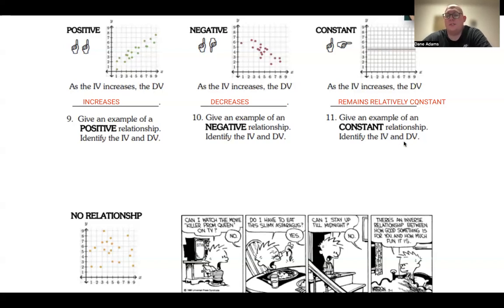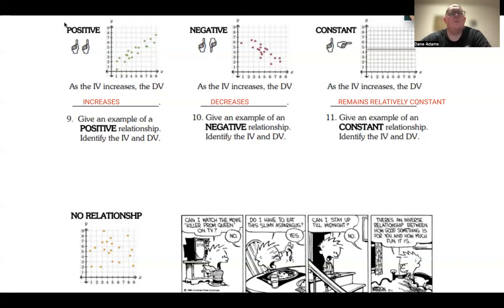Give an example of a constant relationship. Oh, let's see. No matter how much I could say, the more I yell at the TV, my football team's performance improves. My favorite football team's performance doesn't change. That's a constant relationship. It doesn't really have anything to do with it. So yeah, there's an example for that one.